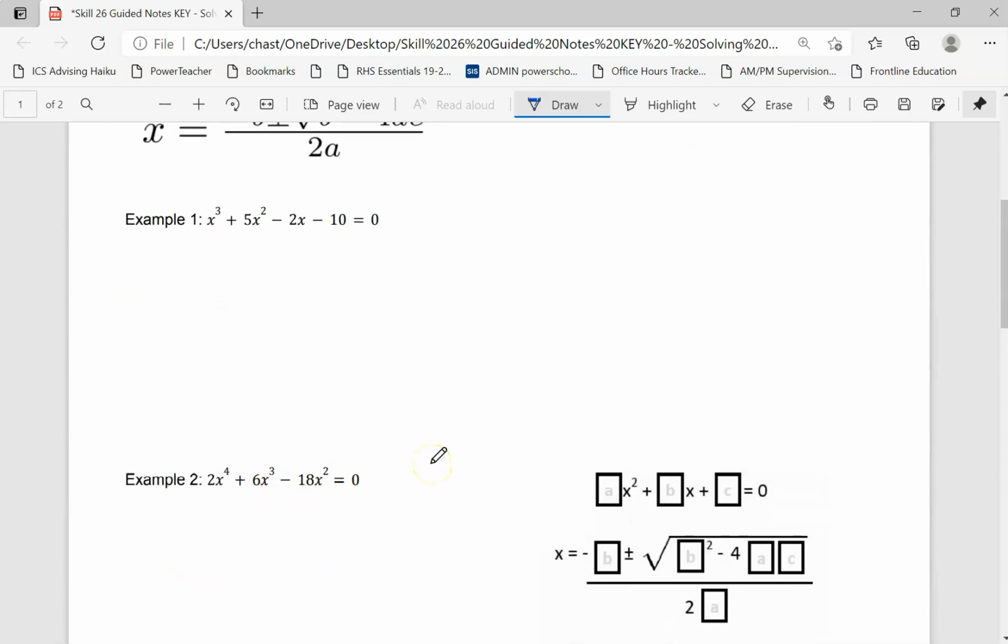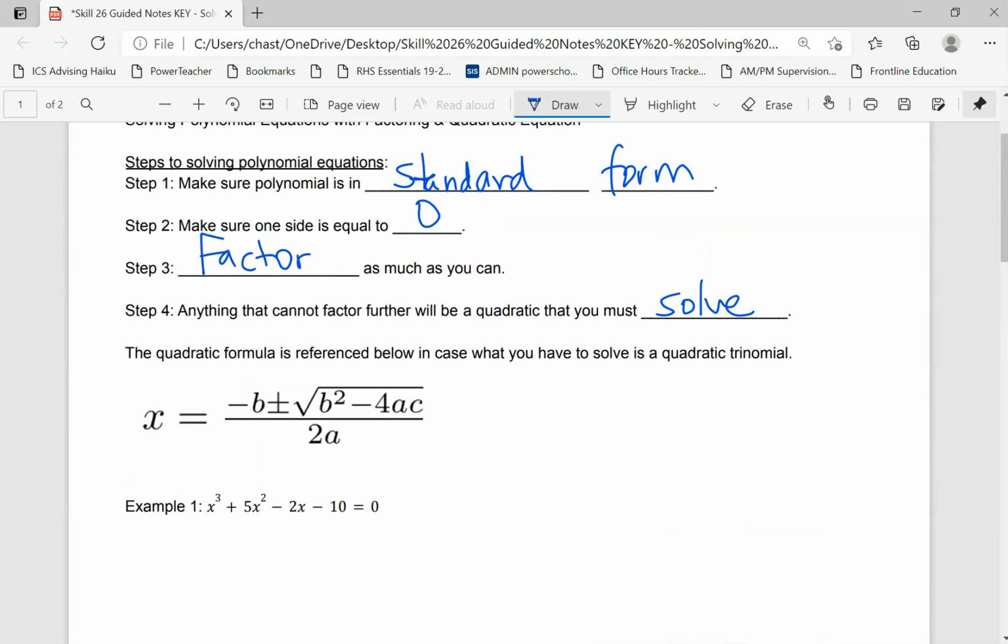All right, on this first one, we've got x cubed plus 5x squared minus 2x minus 10. On this one, I see 4 terms. The exponents go from highest to lowest, so 3, 2, 1, and a constant. And it's set equal to 0, so we are good in that regard. So the first 2 steps are already taken care of.